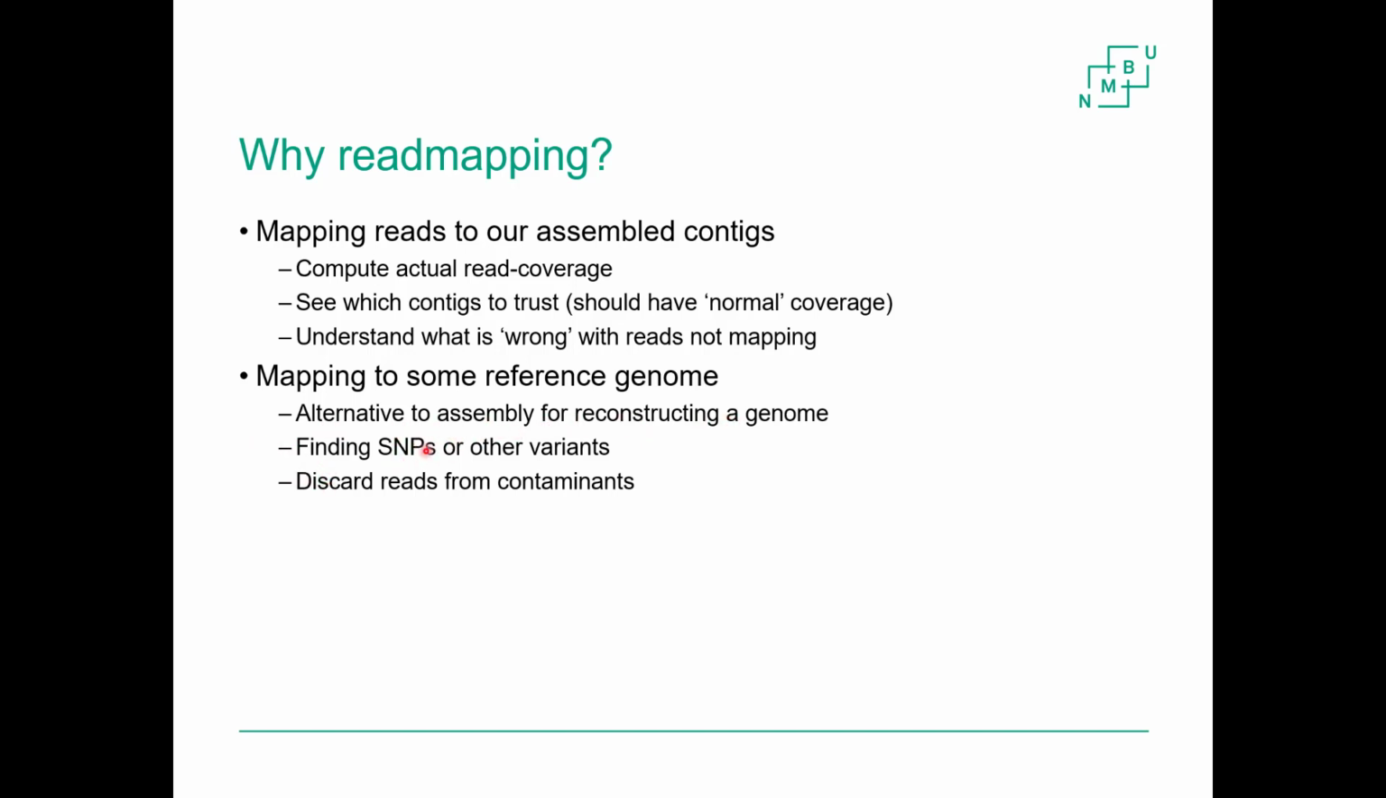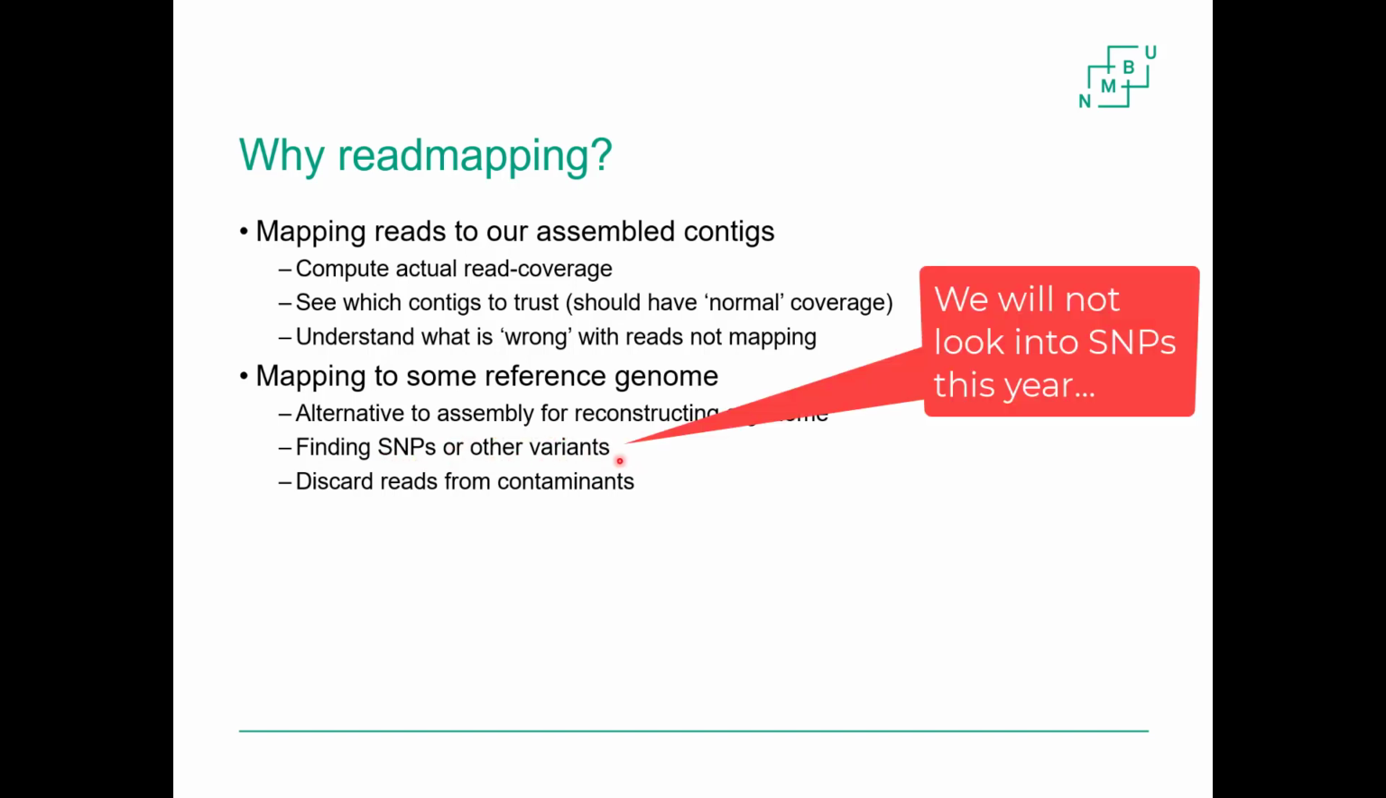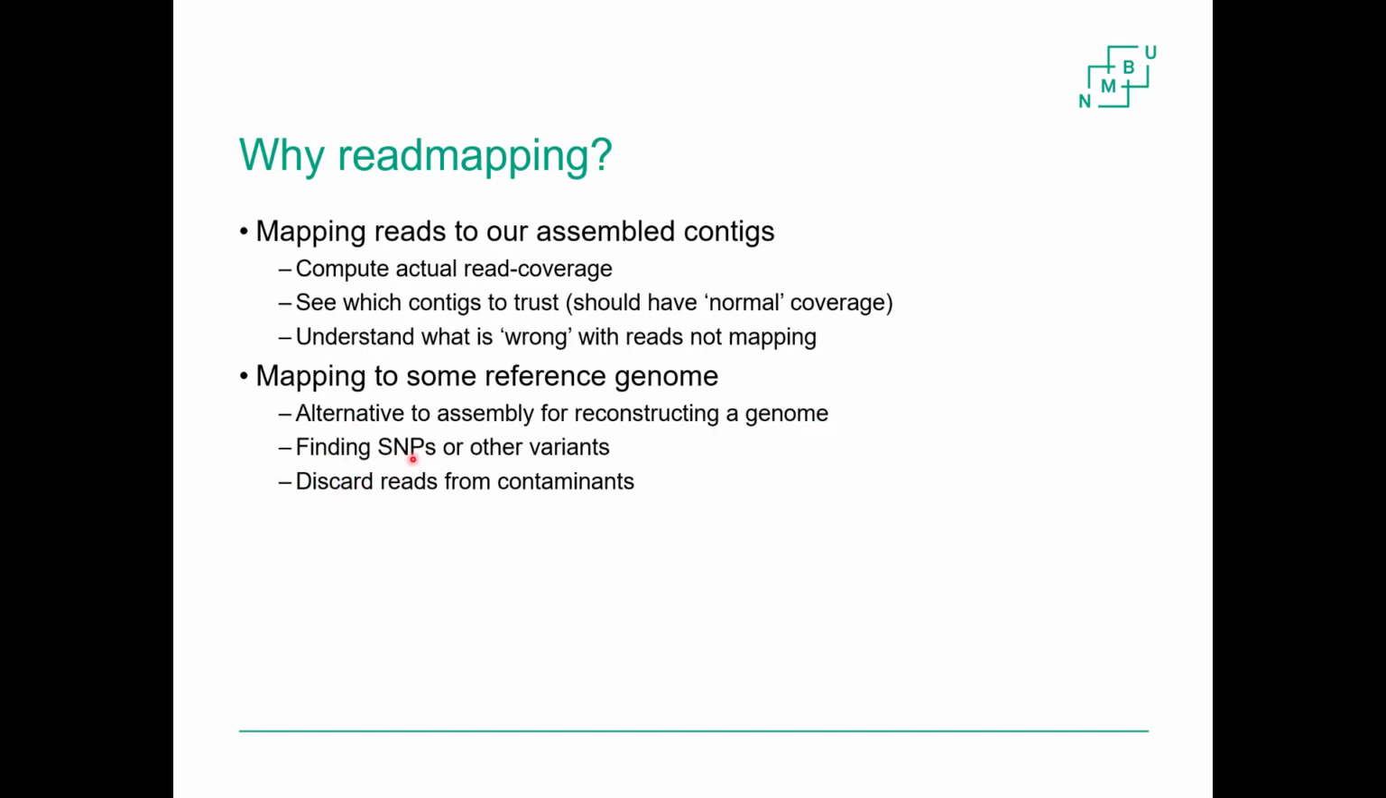You can also use it to find SNPs or other variants. We will have a short look at that in this course. So again, this is more popular for eukaryotes, I would say, but it's also possible for prokaryotes. And of course, we can discard reads from contaminants. That's what I mentioned in the previous slide. We are actually interested in the reads that don't map to some genome, if this genome represents a contaminating organism. This is only really valid for metagenomes. We will come back to that.